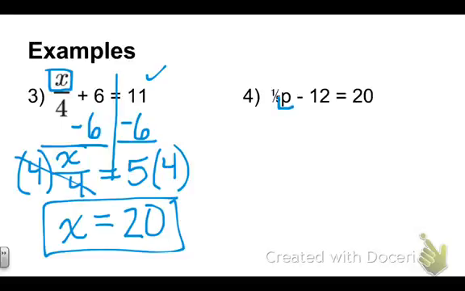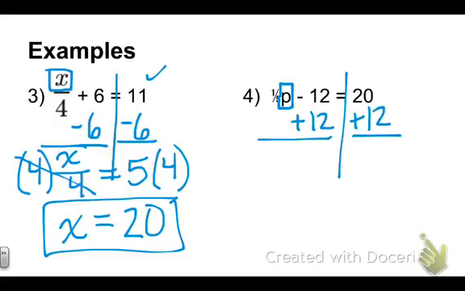Alright, last example, we're almost there. That lovely variable p is being multiplied by 1/5 and then subtracted by 12. Do the inverse operations. Get rid of that negative 12 first by adding 12. Whatever you do to one side, do to the other. Fill that hole. Negative 12 plus 12 is going to give you 1/5 times p is equal to 32.